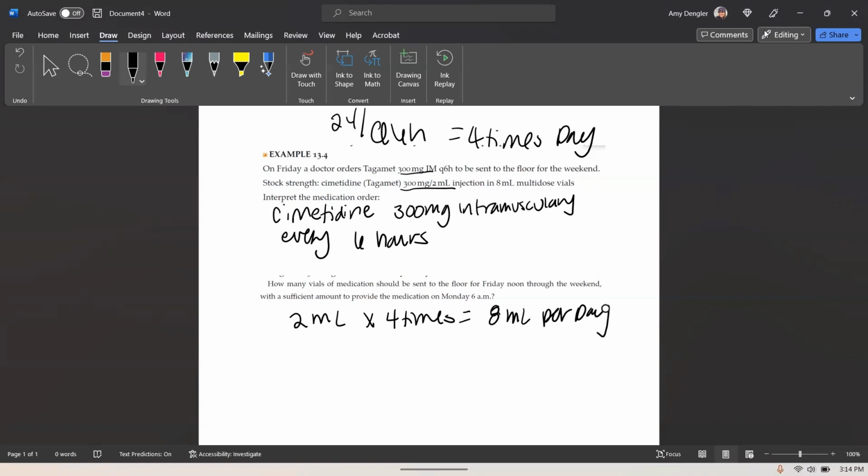And we want to have enough from Friday at noon through Monday at 6 a.m. So Saturday at noon, we'd only need 1 vial. Sunday at noon, we would need 2 vials. And then Monday at noon, we would need 3. But we're only going to 6 a.m. But we're going to have to send 3 vials anyway, because we are going to send the full vial.